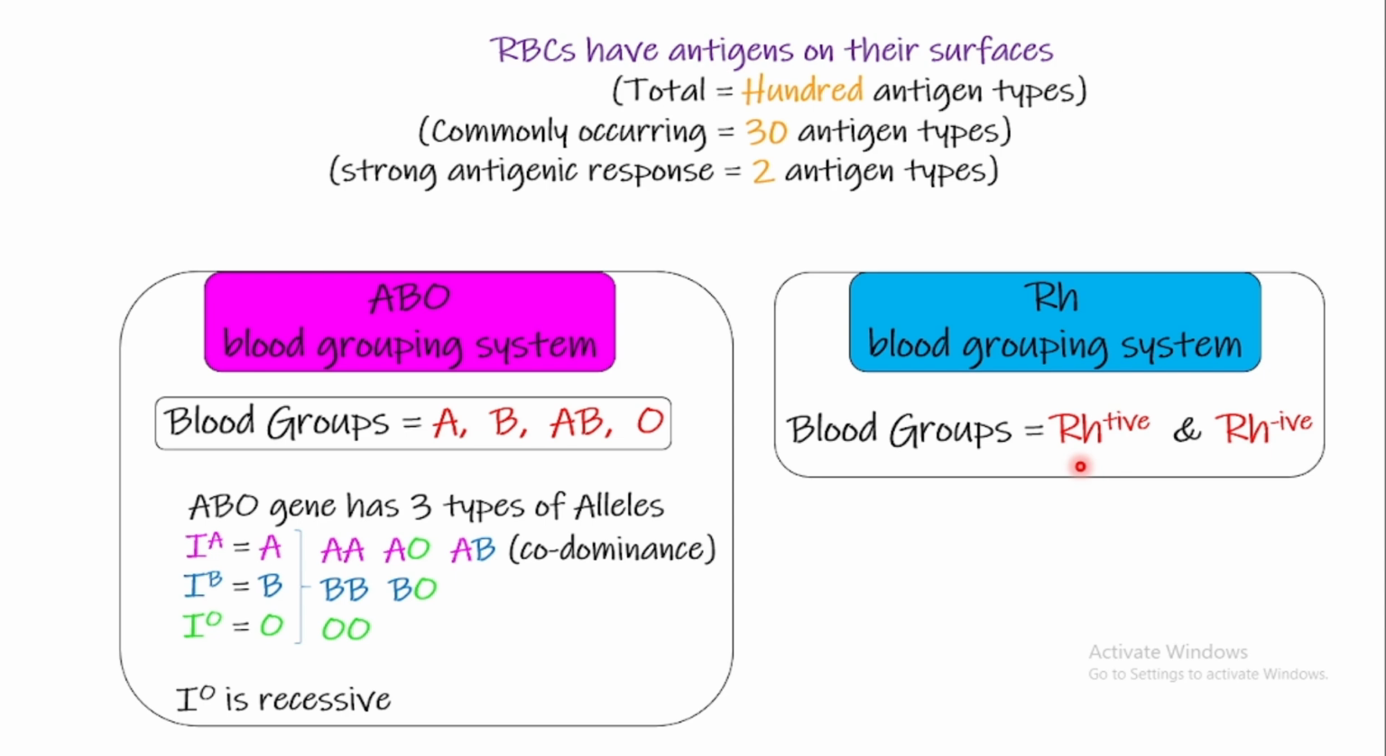Okay? So this is a basic introduction of the ABO blood grouping system and the RH blood grouping system. In the next two parts, I will teach you independently, and we'll discuss the ABO blood group system and the RH blood group system in a little bit more detail. Okay? See you in the next part.